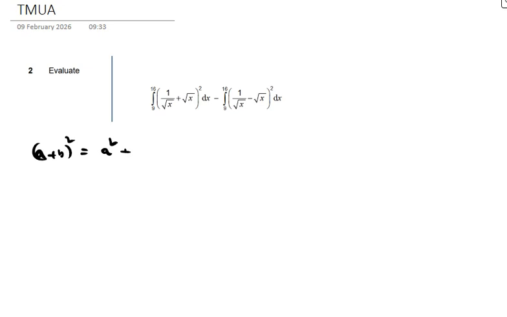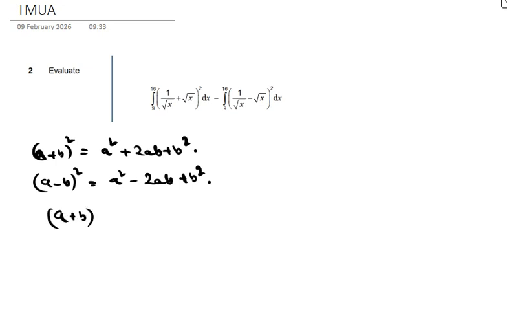a² + 2ab + b², and (a − b)² is equal to a² − 2ab + b². Now subtract them, so you will get (a + b)² − (a − b)² is equal to 4ab. Now this is a very important shortcut. Now compare with our question.